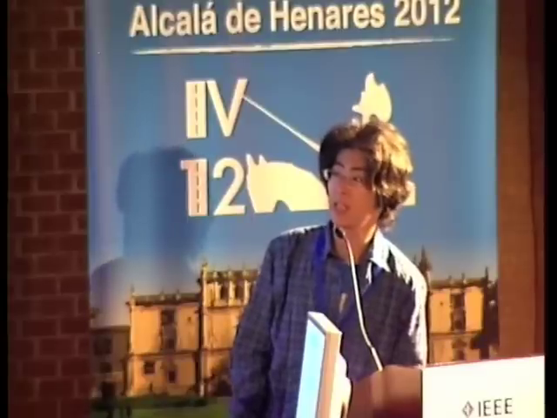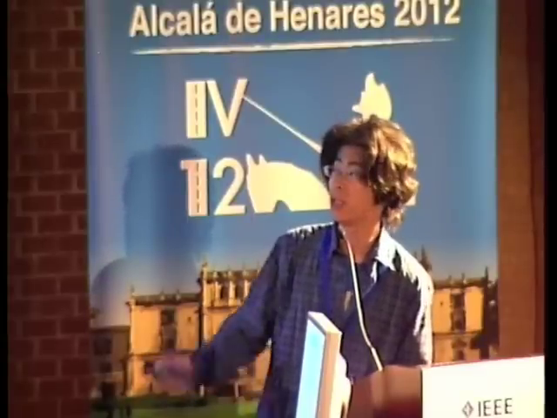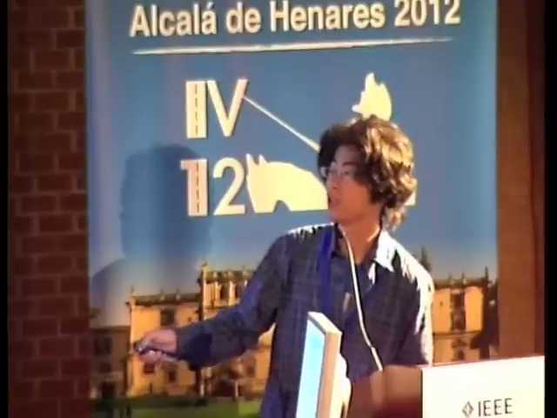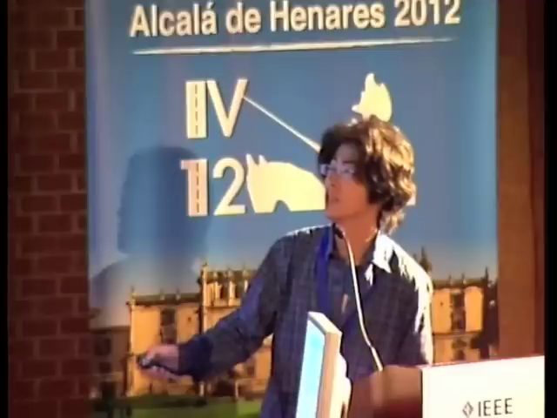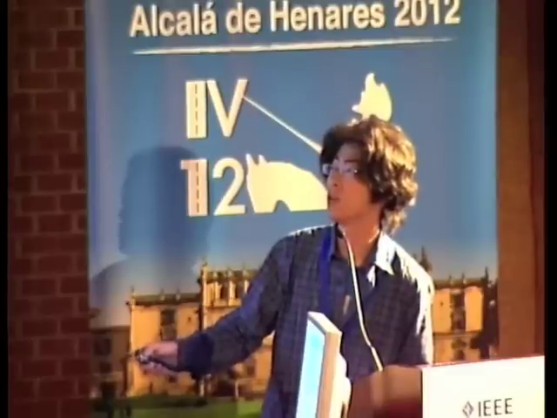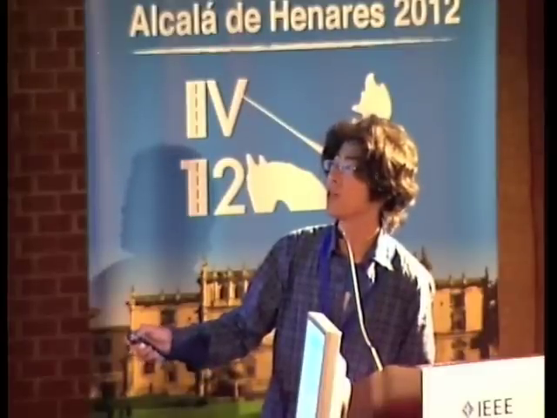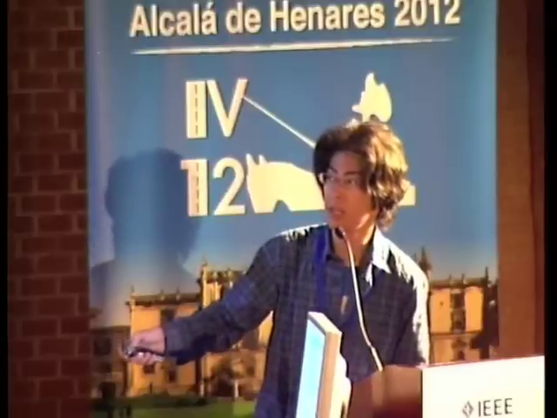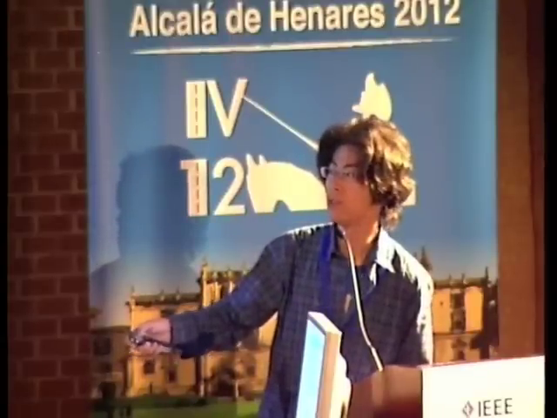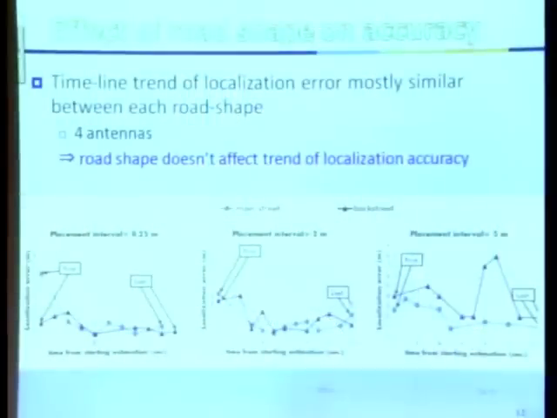The next slide is the timeline trend of the data, and also the cross trend, especially at shorter placement intervals. This one is the case of 0.25 meters. This is the case for 2 meters. So very close trends are found in these graphs, and we conclude that road shape does not affect the trend of localization accuracy.